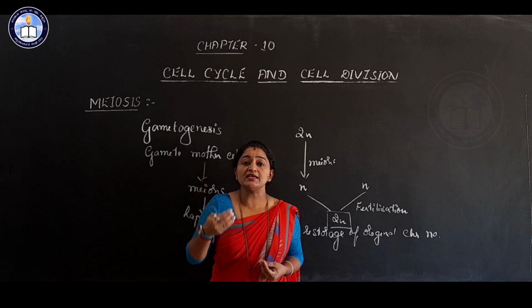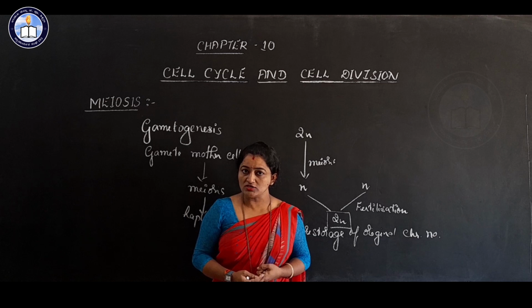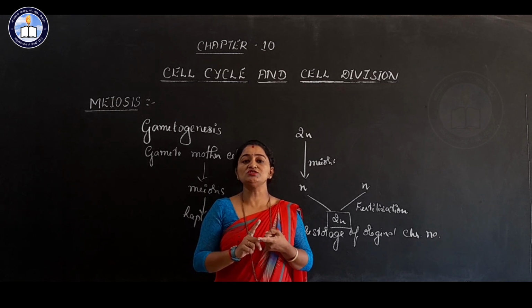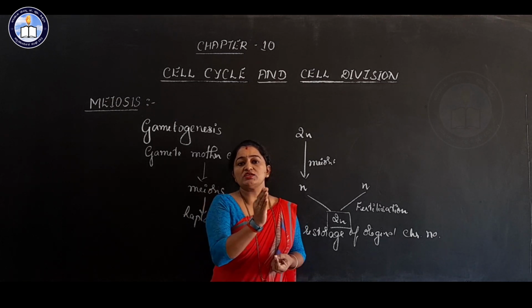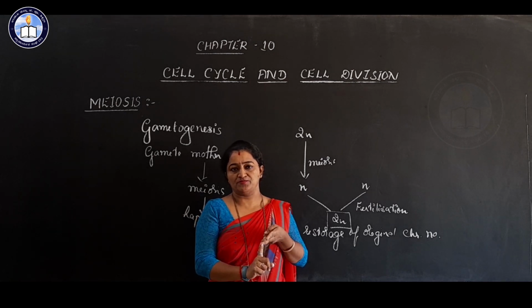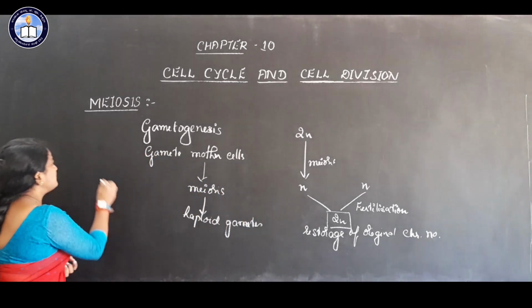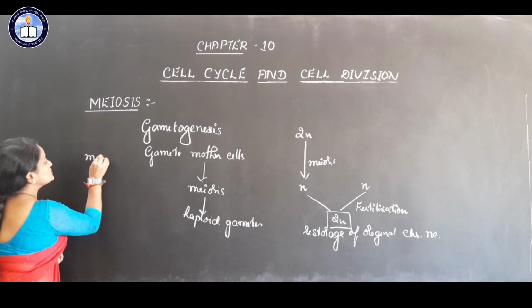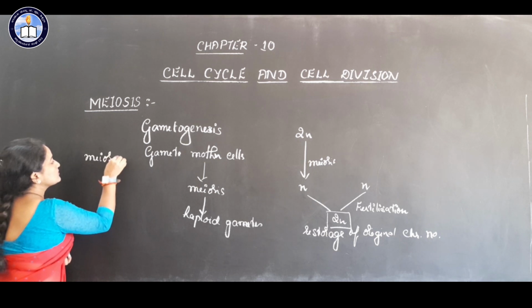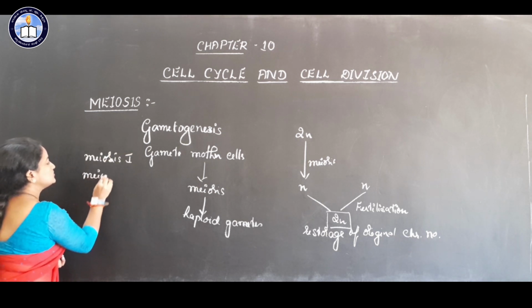And what all takes place? What are the key points of meiosis? In meiosis there are two stages, two sequential cycles of nuclear division and cell division. That is, there are two stages, meiosis 1 and meiosis 2.